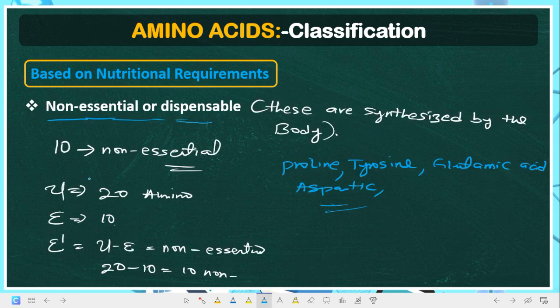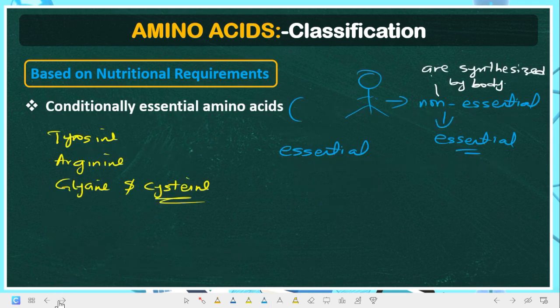Then we have the non-essential. Those ones that your body can synthesize, hence you don't need to take them into your body as food for growth and metabolism. Are we getting it now? Then we have the conditionally essential amino acid. Those ones that are essential as a result of the inability of the body to synthesize them at a particular period in time. Now, that is classification based on the nutritional requirements.